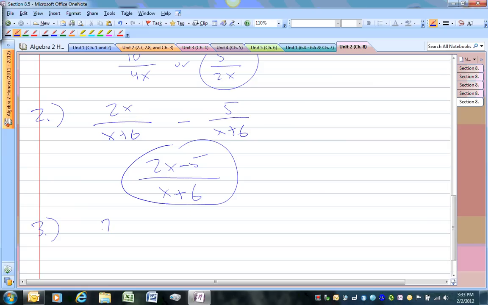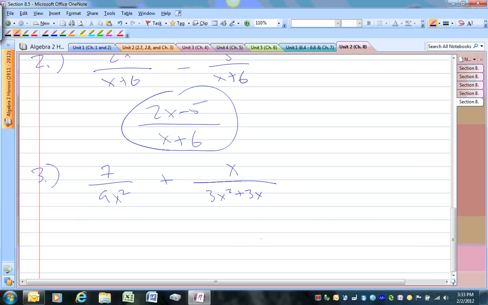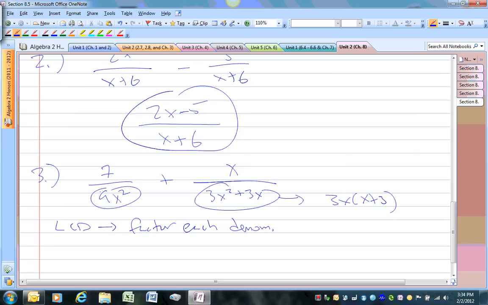Okay, now let me step this up. 7/9x squared plus x over 3x squared plus 3x. Now in this case, if you want to find the LCD, this is a little tricky. Probably helps to factor each denominator first. So this becomes 3x times x plus 3. And of course 9x squared is just 9x squared.